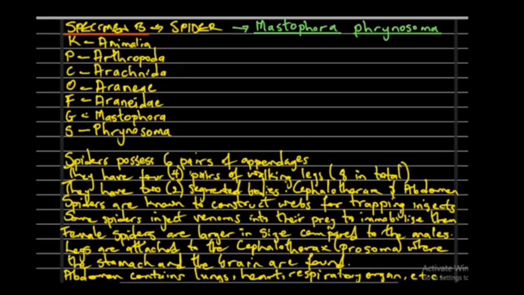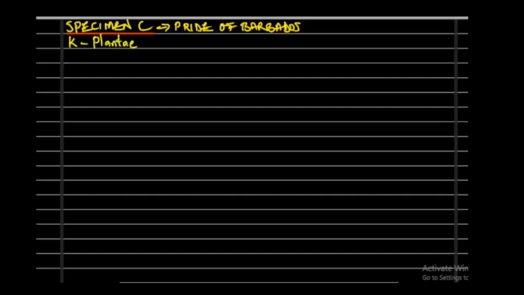So we'll move to the next specimen now, which is our specimen C, the pride of Barbados. We'll follow suit with all that we have been doing before now by talking about its classification first and foremost. The kingdom, it is a plant, so it belongs to the kingdom Plantae.